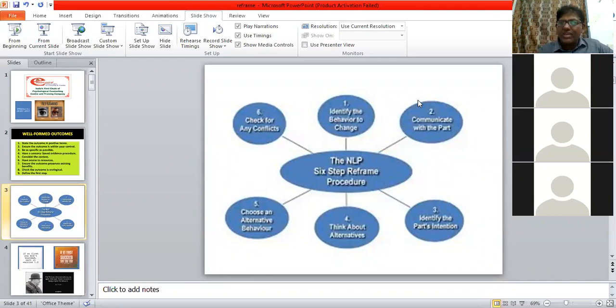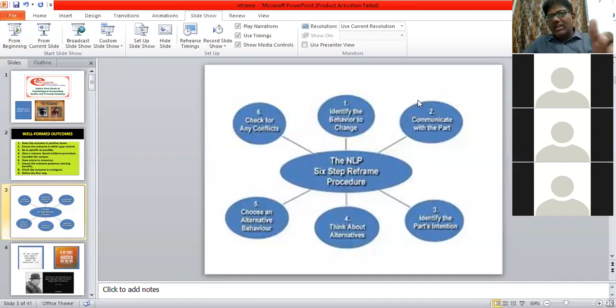So identify the behavior, communicate to the part, identify the part's intention, see what is the intention of the other part, then think about the alternatives. Now the alternatives should be very, very clear. That is what I also told. I also asked you to write it logically first. First logical way, then pure NLP way. Okay? There are two aspects. Then choose the alternative behavior.